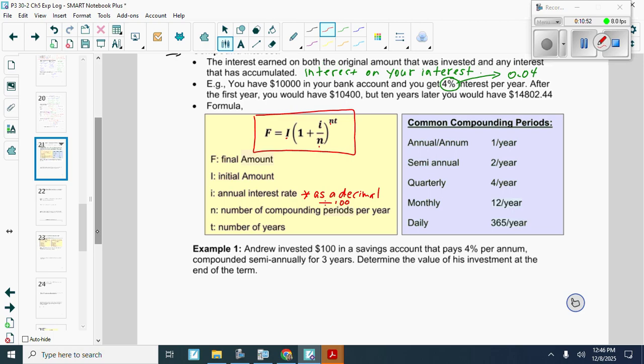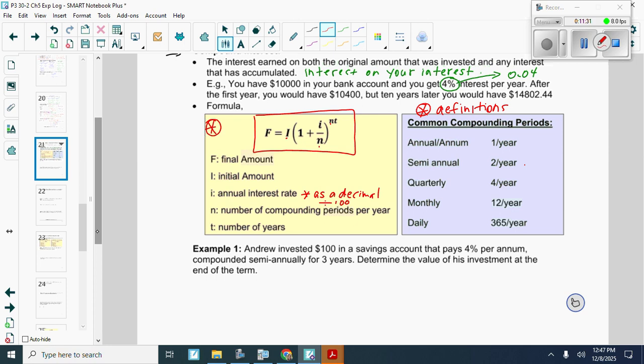So a few other things to know. So like we need to know this and be able to use this. Another thing that we need to know is our common definitions. If you see annual or per annum, that means yearly. Okay, once a year. If you see semi-annual, that means twice a year. Okay, once per year, twice per year. There we go. Quarterly is 4 times a year, right?